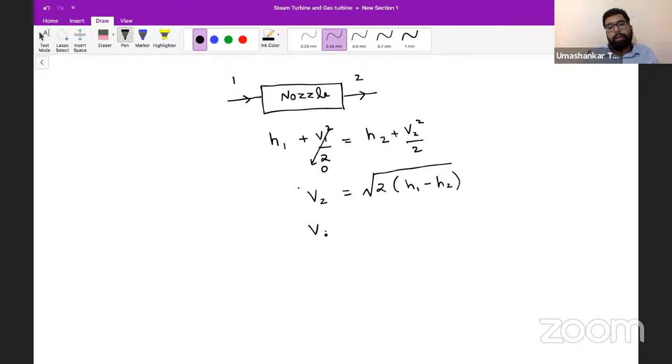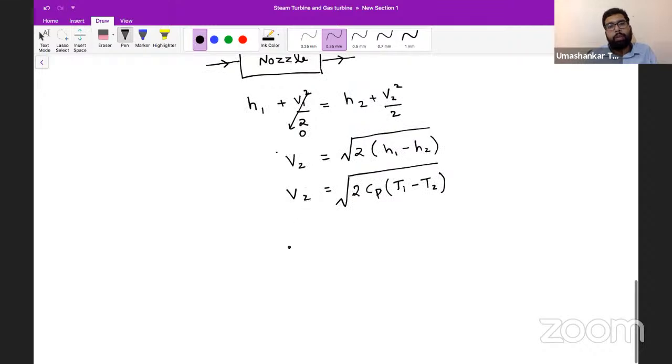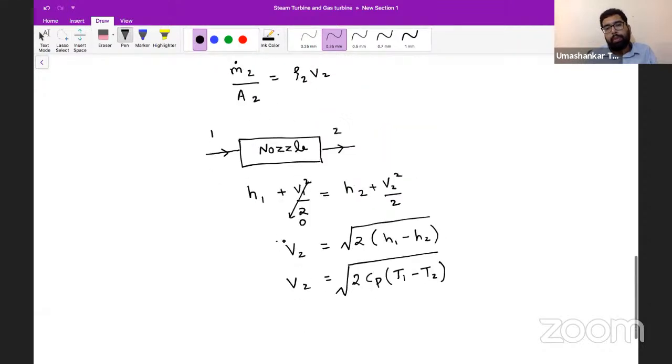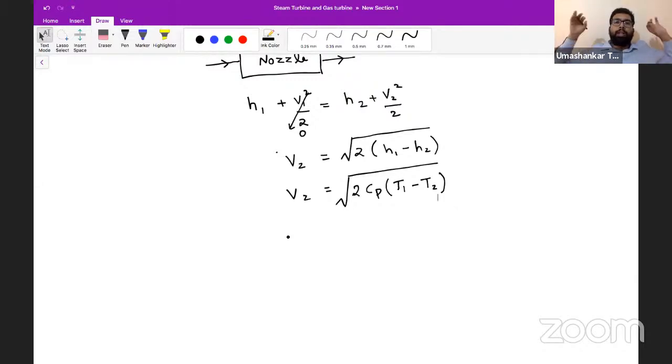Now tell me, we know that H1 is equal to CPT1 and H2 is equal to CPT2. So if we are able to find the value of T2, will we be able to find the value of V2? Say yes or no. See, no formula I am using. Just the basic of thermodynamics, what we already know, the steady flow energy equation. So I am just using that.